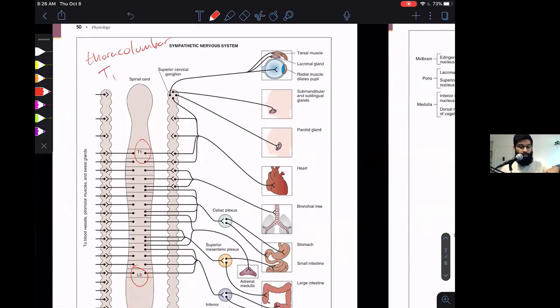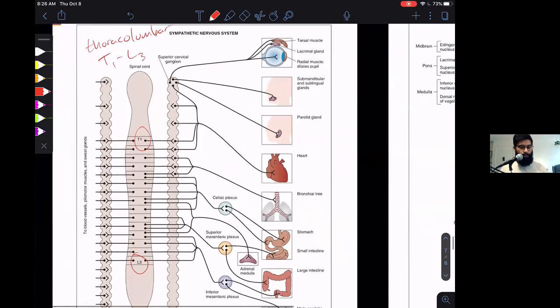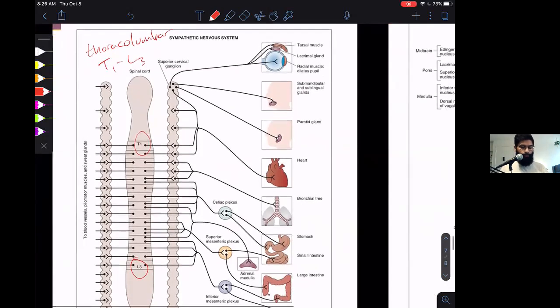So again, information leaving, it's exiting or entering if it's sensory, but this is all efferent, T1 through roughly L3. Some people say L2. This textbook in particular says L3. And so you can see the information leaving here, and it's leaving anywhere between T1 and L3. So let me explain that real quick.